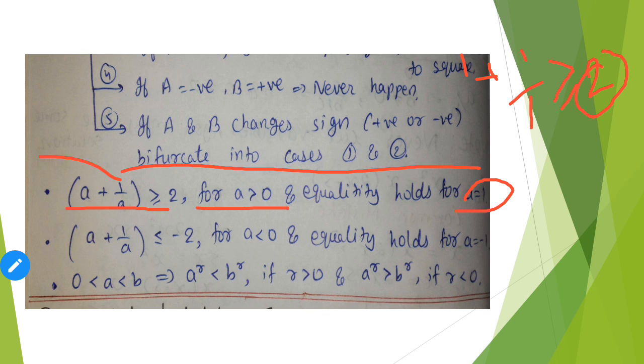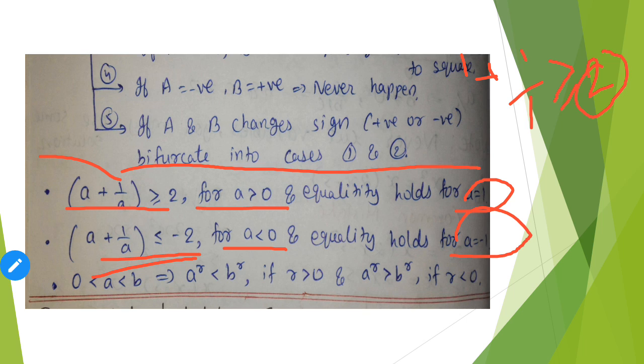You can remember this if you are giving a competitive exam, or if time is limited, you can use this property. The second one is similarly like this: a plus 1 upon a is less than or equal to -2 for a less than 0. The inequality holds for a is equal to -1.